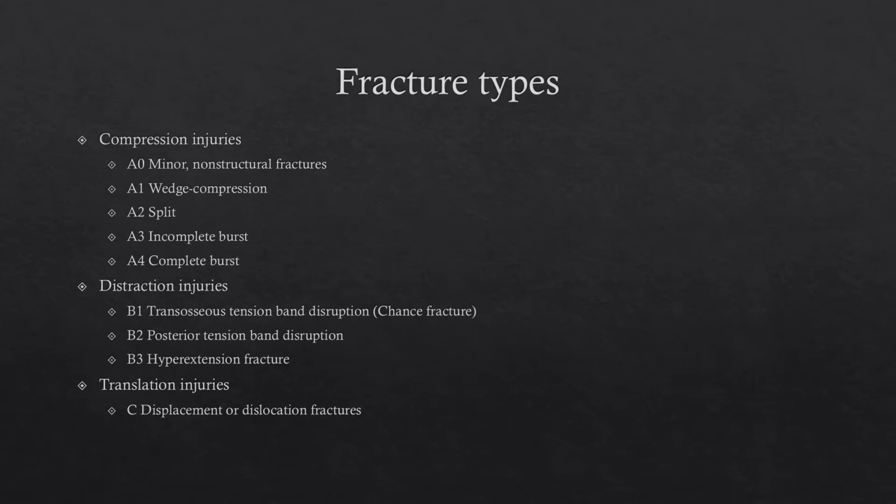Distraction injuries include B1, transosseous tension band disruption, which is your classic Chance fracture. B2 is a posterior tension band disruption, and we'll talk about what that means. B3 is a hyperextension fracture. Translation injuries involve displacement or dislocation, and anytime you have displacement or dislocation, you're dealing with a type C translation injury.